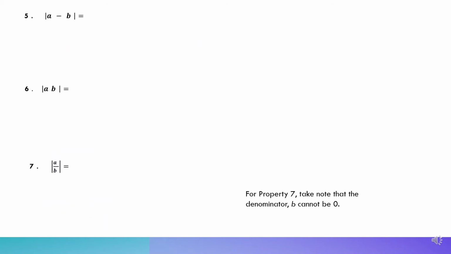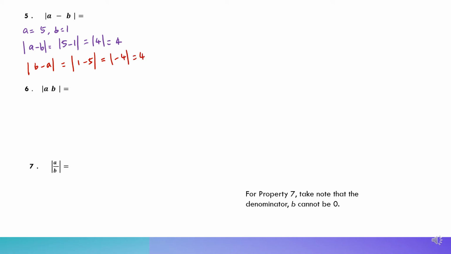Now for number 5, we play with two numbers. I have A equals 5, B equals 1. So this time I have modulus A minus B equal to modulus 5 minus 1, which is modulus 4, which is 4. How about modulus of B minus A? Modulus B minus A will give me 1 minus 5. So this is modulus negative 4, which is also 4. If I compare them, I can make a conclusion that modulus A minus B will be equal to modulus of B minus A.